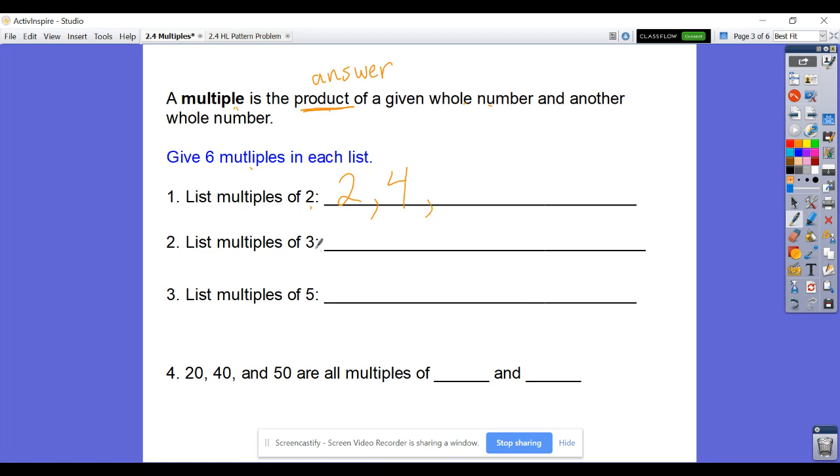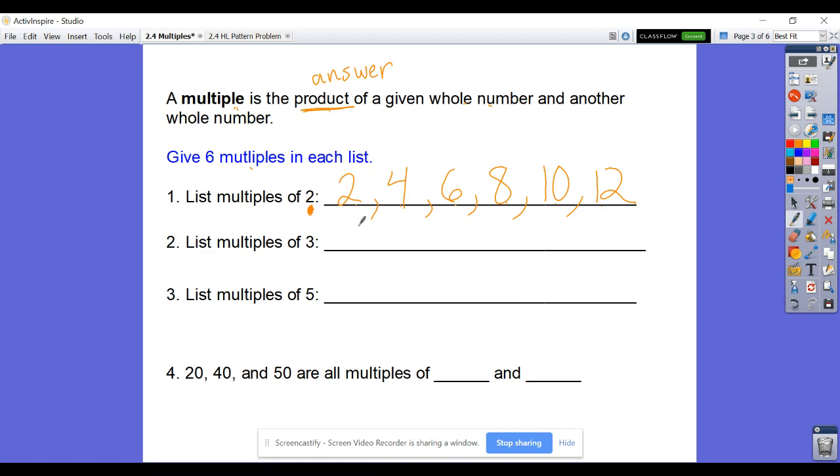We just did times 2, so now let's do times 3. 2 times 3 would give us 6. Now let's take this 2 and multiply it by 4 to get 8. Now we're going to multiply by 5 to get 10. And one more, 2 times 6 would give us 12. Not so bad, right? The multiples are 2, 4, 6, 8, 10, 12.